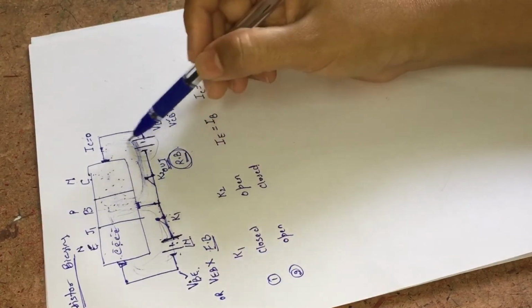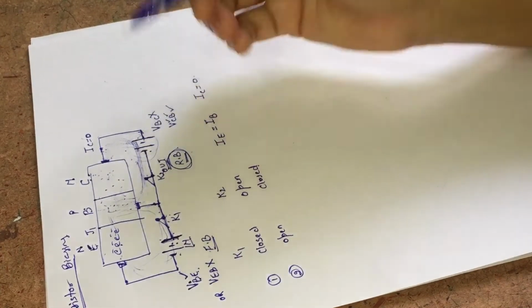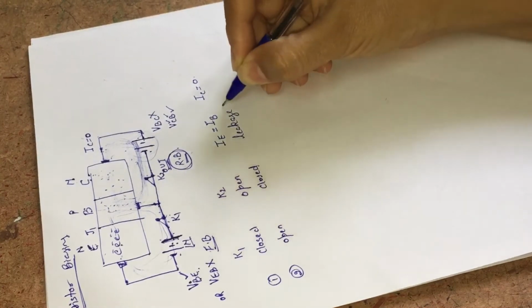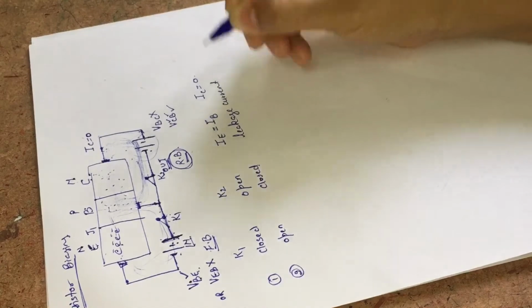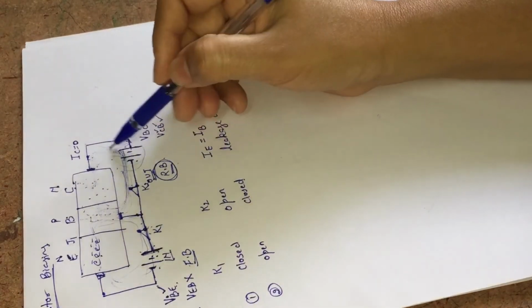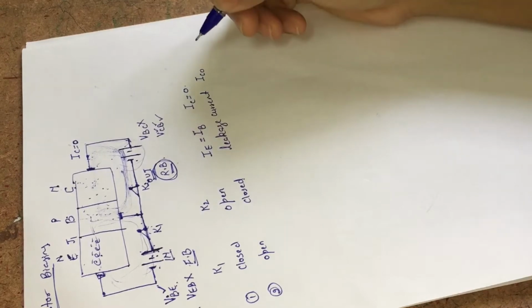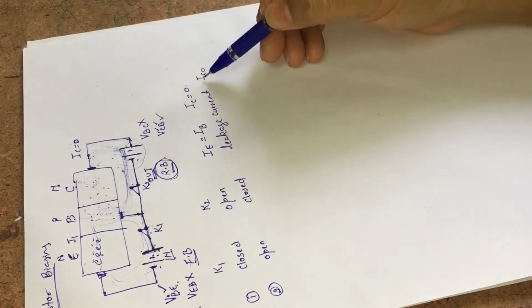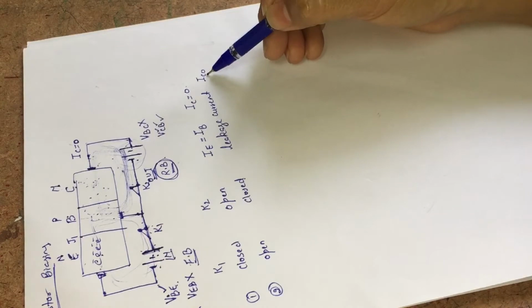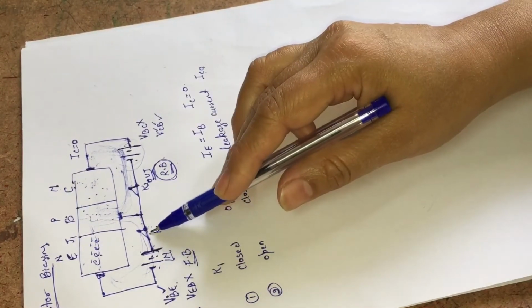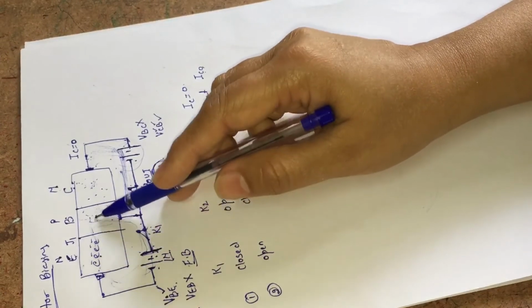It means we will have a small amount of current, and that is known as leakage current. In this case, the leakage current is moving through the collector, and hence it is known as ICO. It is represented as ICO, that is the leakage current through the collector when the input side is open, that is, when the emitter base junction is open.